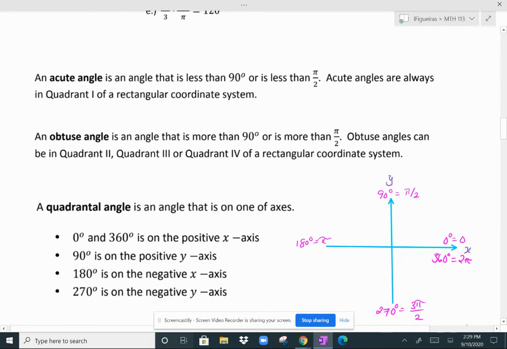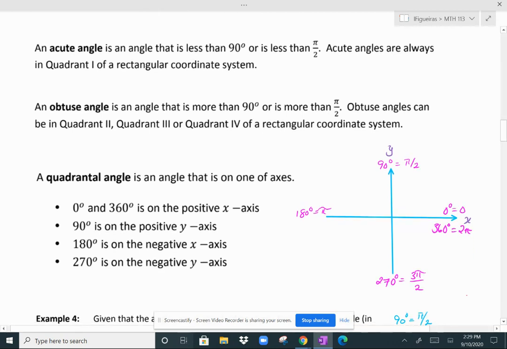And as I mentioned before, quadrantal angles are angles that are on one of the axes: the positive x-axis, negative x-axis, positive y-axis, or negative y-axis. And so they are just summarized here. And again, you have a visual of what that would look like.